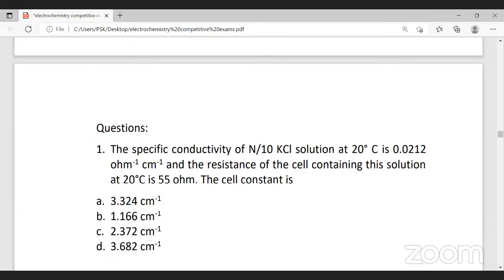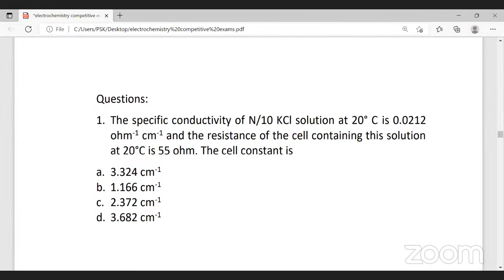Now, a few questions we will learn. Shortage of time. We'll learn a few questions and then we will continue with the problems based on conductance in the next class. The first question: the specific conductivity of N by 10 KCl. What do you mean by N by 10 KCl? Can I write it as 1 by 10 N KCl? Can I write it as 0.1 normal KCl? N by 10 means 0.1 normal KCl, because N by 10 can be written as 1 by 10, and 1 by 10 is 0.1.